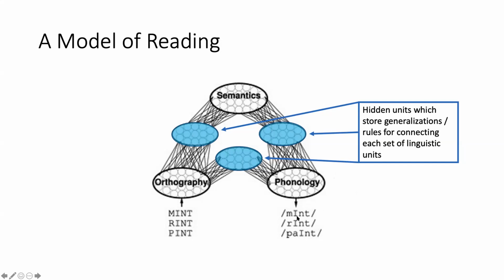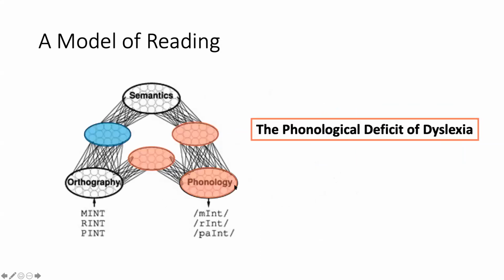So imagine you're going from the phonological input for mint and mapping that onto the orthography. The rules for how M maps to its letter would be stored in this blue node here, and that's what's disrupted in dyslexia. For a phonological deficit, that would be in taking that phonological input and putting it into either of these orange nodes, you would have disruptions there. And that's typically what we say is going on for dyslexia.